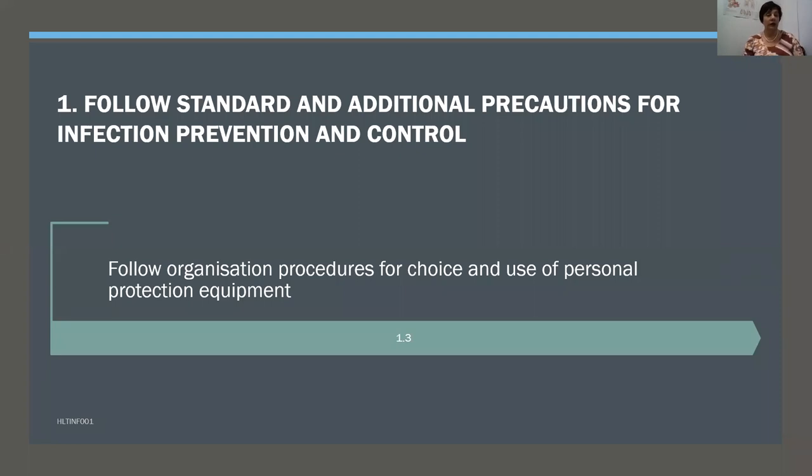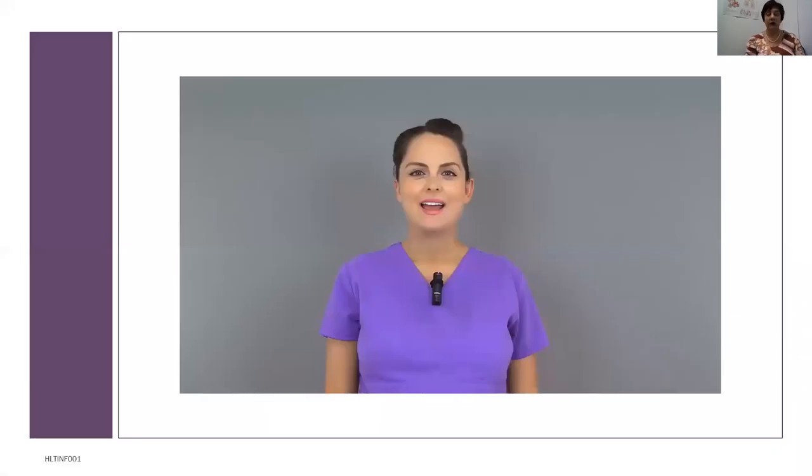So chapter 1.3, follow organization's procedures for choice of PPE. We've got another little video just with the PPE now. It's a little bit more than what we usually would put on. In the UK, when I was working there, we had to wear the plastic gowns, but they didn't have sleeves. They just came over your neck. We have some of them that are a bit large as well. You would put that on when you work with dirty linen and stuff.